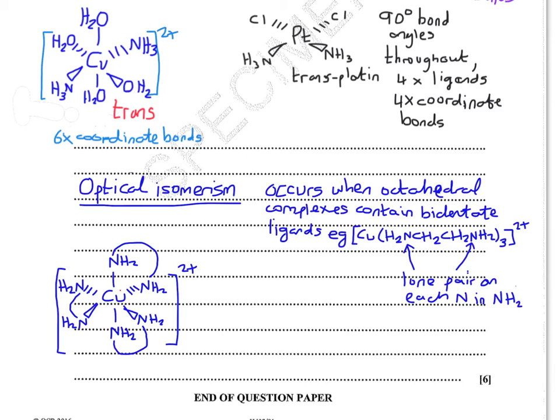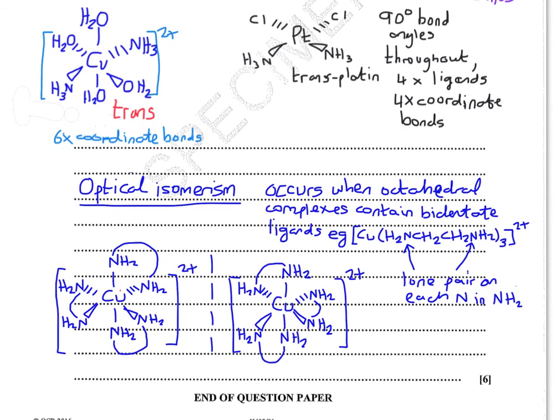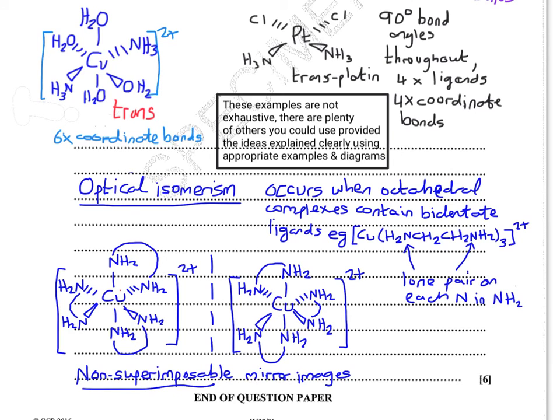So you could draw one version like that, for example, and the other version like that. So if you look carefully, although they look similar, they're actually non-superimposable mirror images. So it's worth pointing out at this stage. So there's lots of other examples you could use, provided you explain clearly what you're talking about and you use appropriate examples and correctly drawn diagrams.